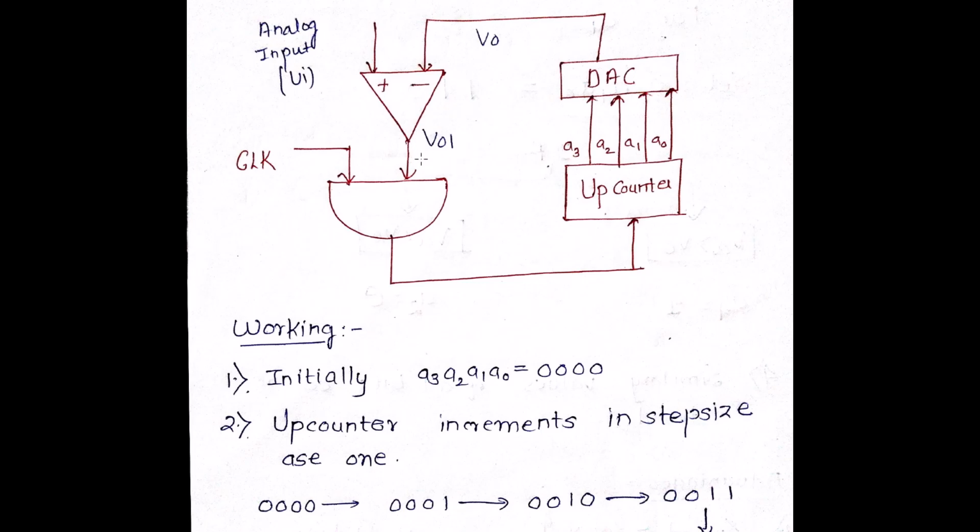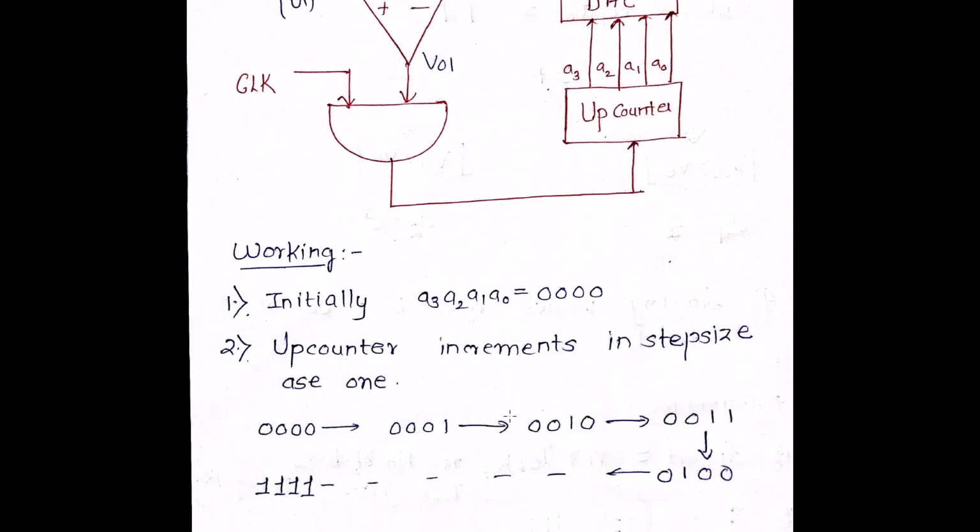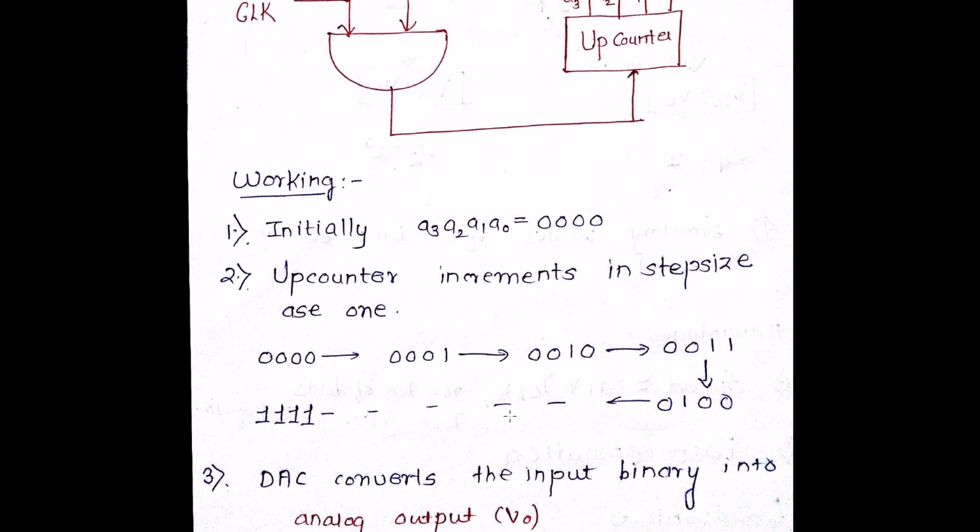So how does this work? Initially, since it's an up counter, we reset the values of all the bits A3, A2, A1, A0 to 0, 0, 0, 0. Now the up counter starts incrementing from 0, 0, 0, 0 to 0, 0, 0, 1, then 0, 0, 1, 0, till 1, 1, 1, 1. That is very important. So you have an up counter which is reset to 0, 0, 0, 0 and it starts incrementing from 0, 0, 0, 0 up to 1, 1, 1, 1.